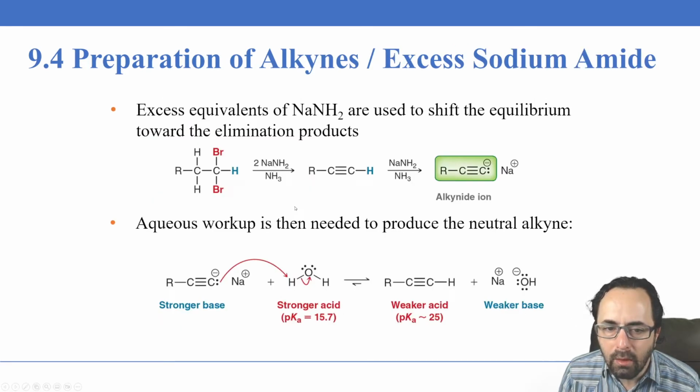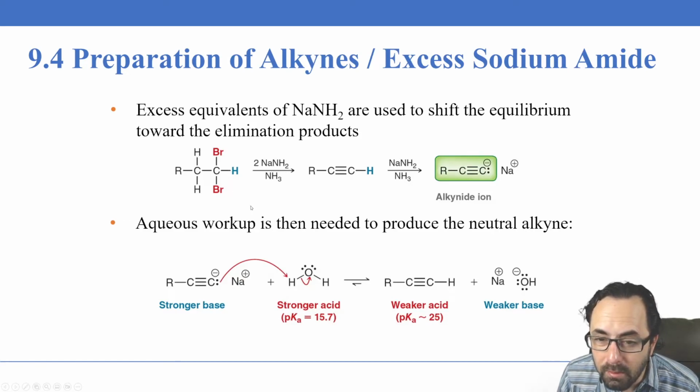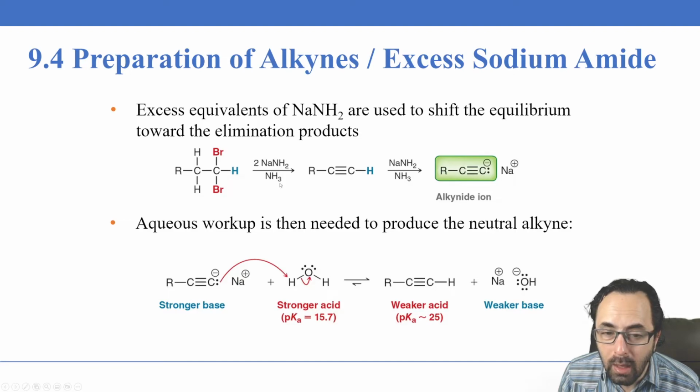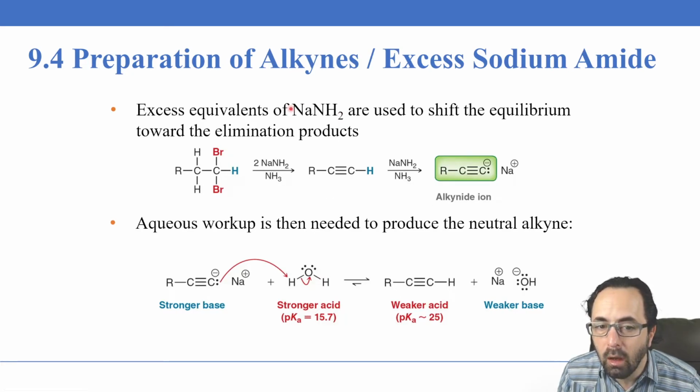Notice that we need to have enough base to deprotonate twice here. If we have even more base, that base, if it's strong enough, can then go on to deprotonate the alkyne, giving the alkynide ion. So excess equivalents of sodium amide can be used to shift the equilibrium towards this elimination product. So we use a lot of base, and we can really push this reaction to produce the triple bond.